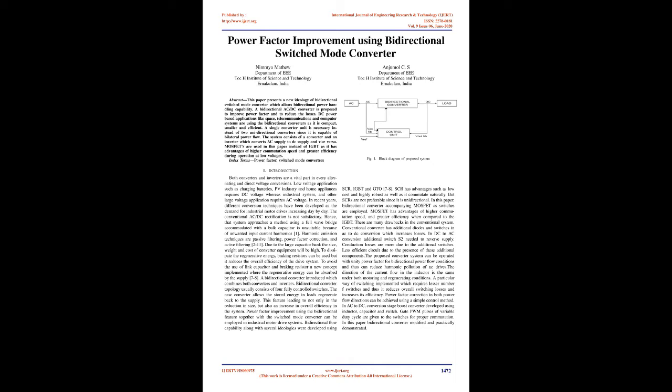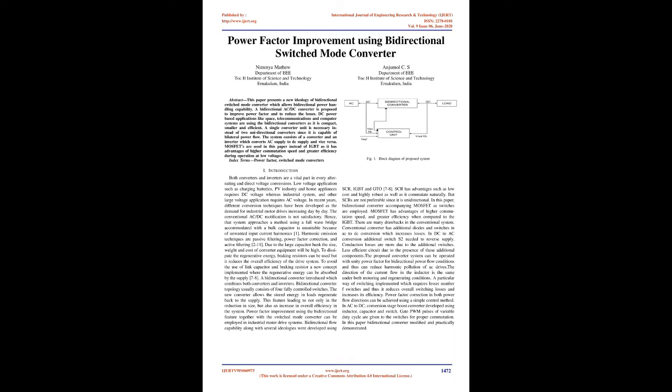DC power-based applications like space, telecommunications, and computer systems are using the bidirectional converters as it is compact, smaller and efficient. A single converter unit is necessary instead of two unidirectional converters since it is capable of bilateral power flow. The system consists of a converter and an inverter which converts AC supply to DC supply and vice versa. MOSFETs are used in this paper instead of IGBT as it has advantages of higher commutation speed and greater efficiency during operation at low voltages.